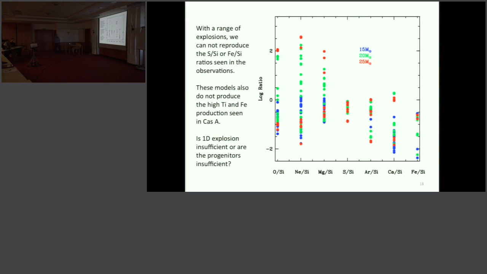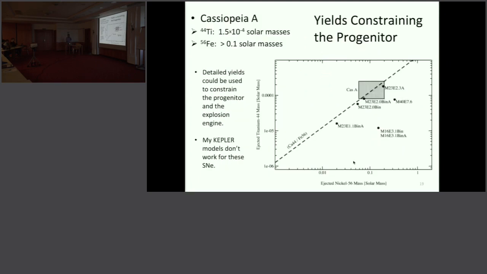And so I've done the suite of models with 15, 20, 25 solar mass, and I'm not making huge iron yields. It's getting hard to make those iron yields, and I think it's telling me that my models are not ideal. My progenitors are not ideal, because I really have tried to vary the explosion energy quite a bit, and I still don't produce the high amounts of iron that we see in some of our explosions. Here is another one. It doesn't look like the Kepler models are working very well.